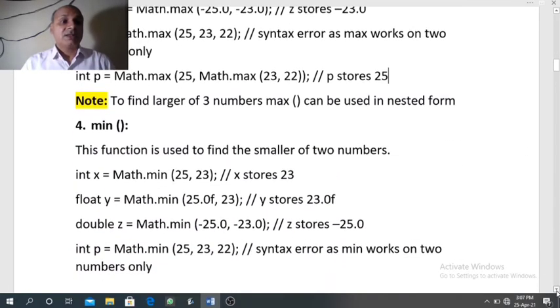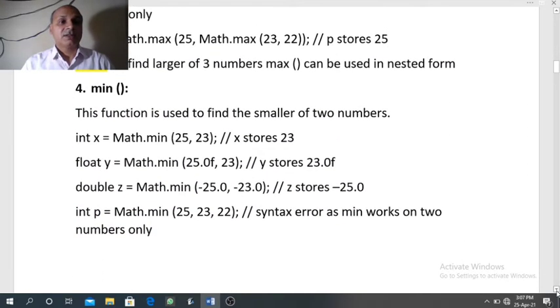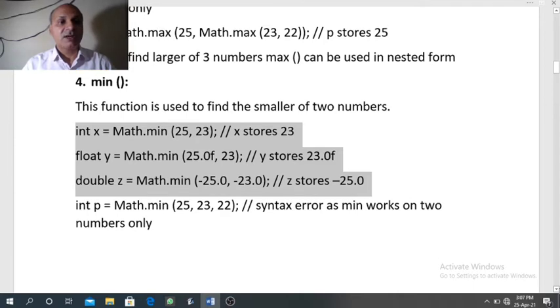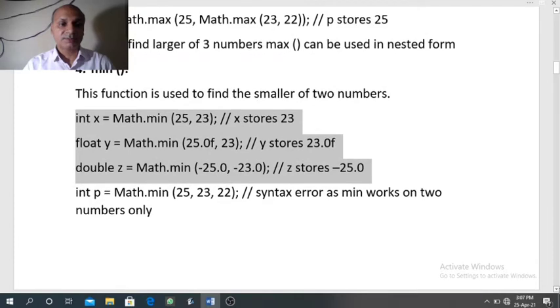Just like max, we have the min function. Min returns the smaller of two numbers. So I have taken the same example as the max, so I am not going to explain it. It is just like max. The only difference is it will return the smaller of two numbers.